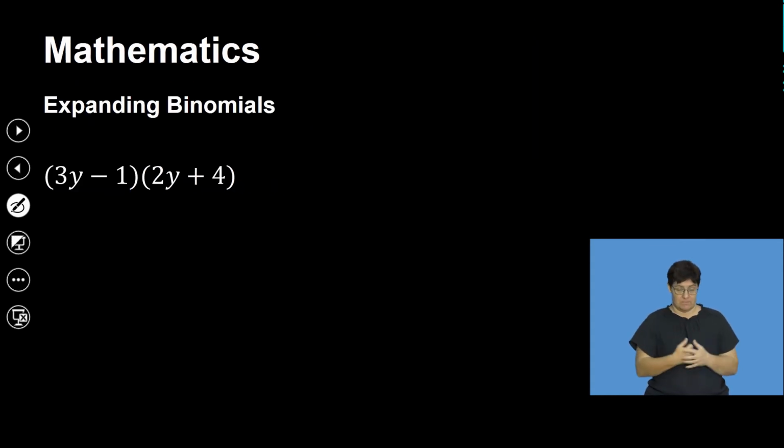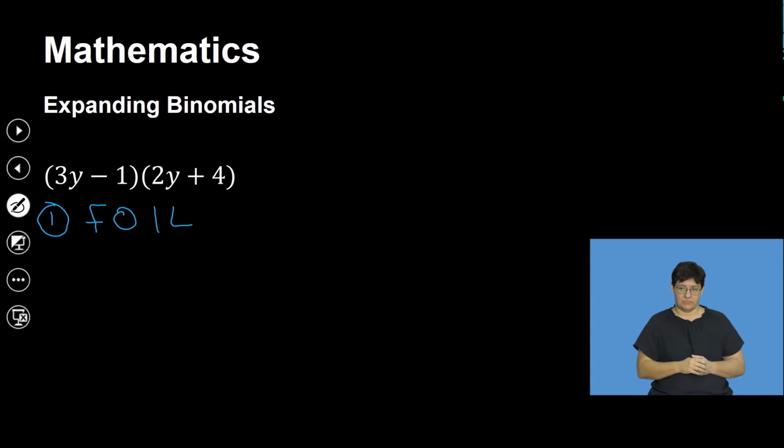Now let's look at a typical example of what this means. If I have 3y minus 1 multiplied by 2y plus 4, two ways. You can use FOIL, you will get the same answer. You can use the distributive property, it will give you the same answer as what you did when you use FOIL. So I'm going to use both of them just so that you can see what I'm talking about. So the first method will be me using FOIL, right?